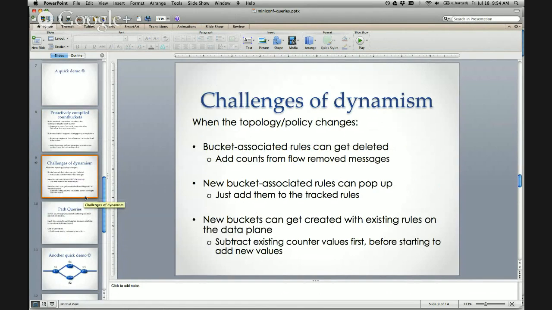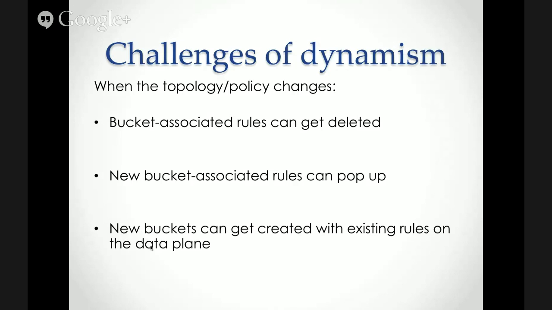This is all fine and good as long as you don't have any changes in the rules that are installed on the data plane. But when the topology and policy change, you can have a whole bunch of conditions. First, the rules that were initially associated with the buckets can get deleted and be replaced by new rules. There might be brand new rules installed on the data plane which need to be associated with the buckets. And finally, new buckets can get created which already have existing rules on the data plane. By the way, a quick note about atomic and incremental compilation: the last condition only happens with incremental compilation, but the first two happen whether you do atomic installation or incremental installation of rules.